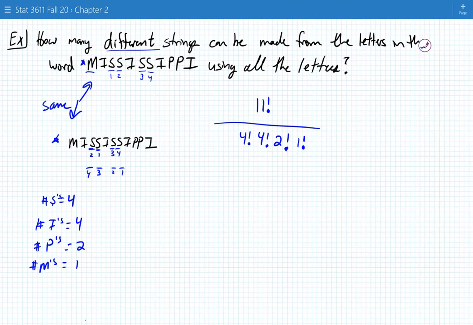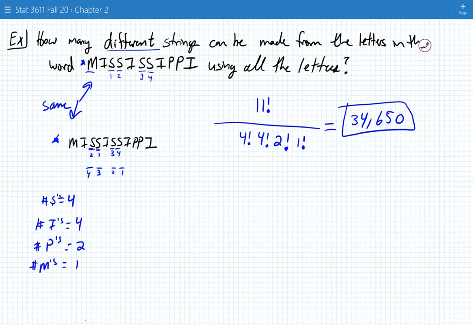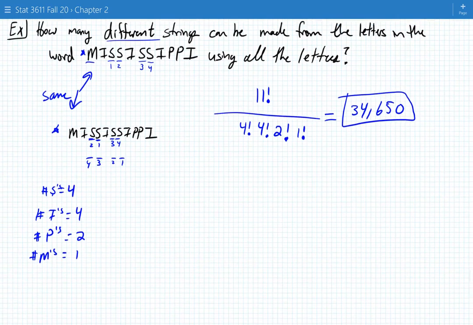So it's 11 factorial divided by 4 factorial, divided by 4 factorial, divided by 2 factorial. And we need to work out the arithmetic and multiplication on that. Check your skills with your factorials here. You should be able to get 34,650. And if not, something's going wrong, and maybe ask for help on that in the discussion thread or schedule an office hour to talk about how you're keying things in to make sure we can get that number. Okay. So this is a very common type of question: how many different strings can you make when you have an ordering of letters that are repeated?